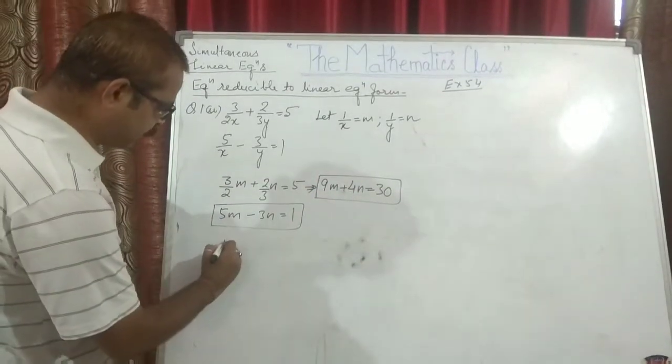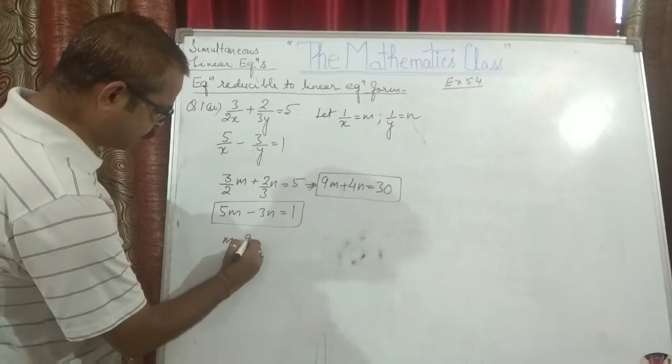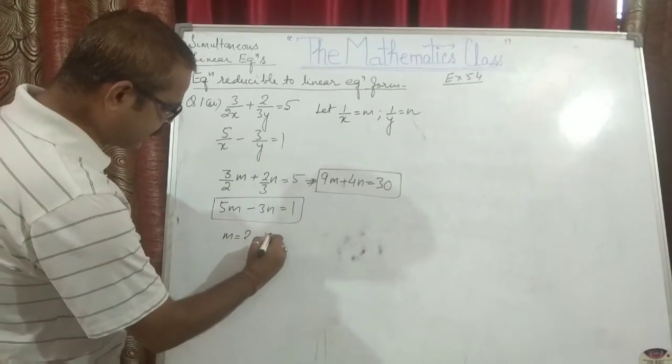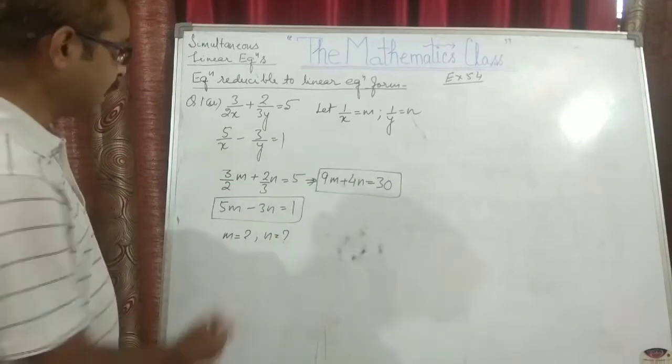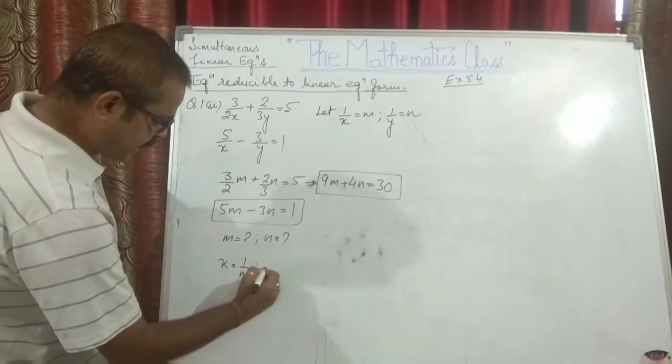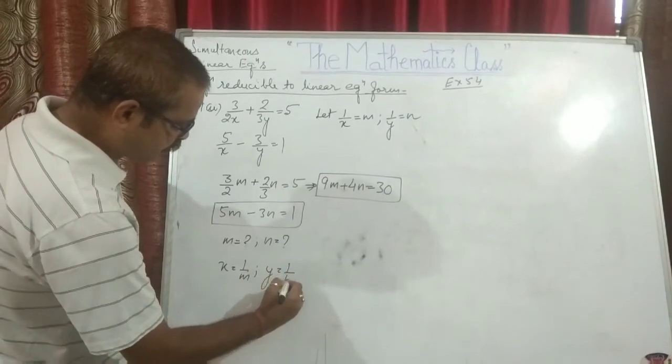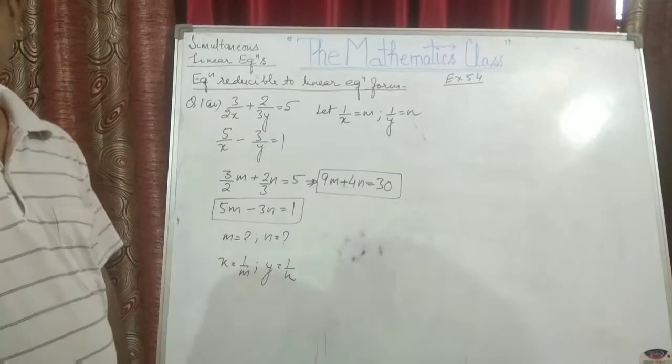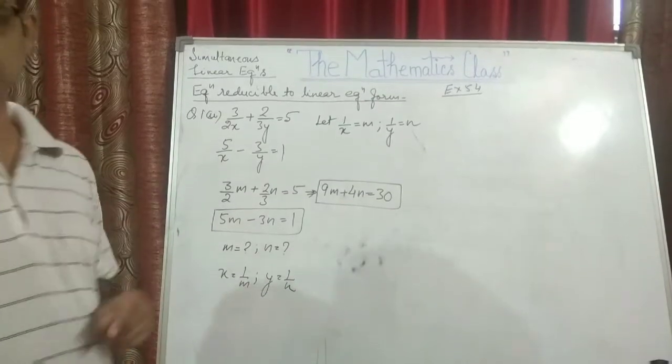When you get the value of m, let's say m you got something and n you got something. So x will be what? x will be 1 upon m and y will be 1 upon n. This is the way how we solve these equations.